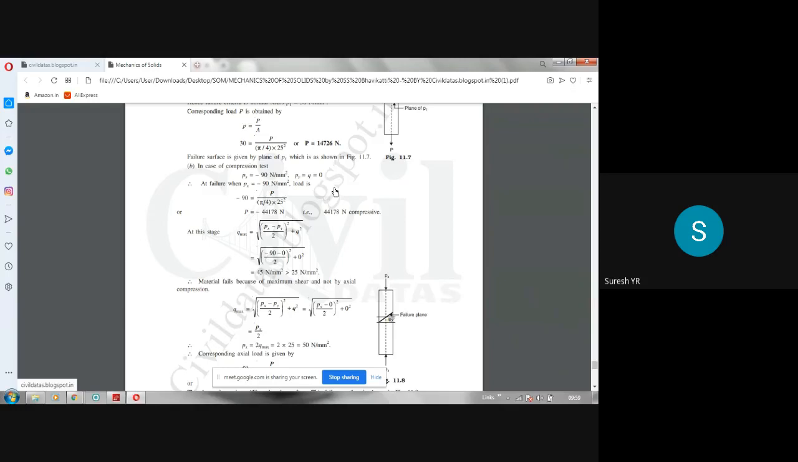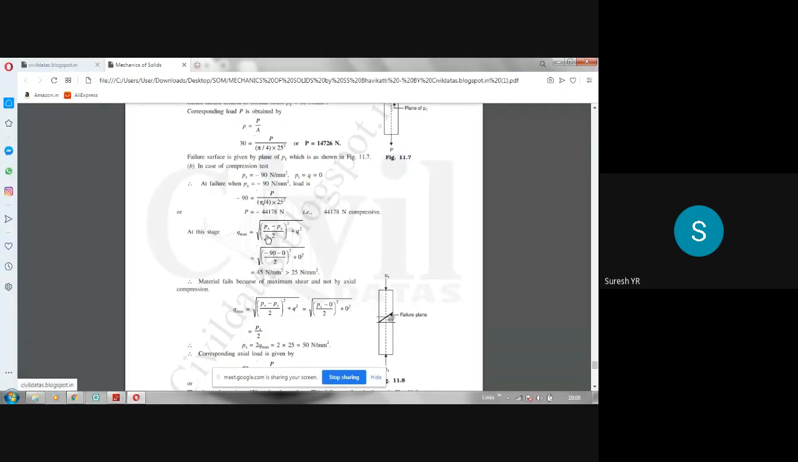So what we are doing is we are testing the specimen in three cases. One only tension, second one only compression, third one only shear. We have to test all three and find out the corresponding load of failure. That's all. So here Px is minus 90 because it is compression. So at failure, when Px is equal to minus 90, what does the load become? This much is the load. Suppose we assume that it fails by compression, then this much is the compressive load that can be applied. If it exceeds this, it will fail.